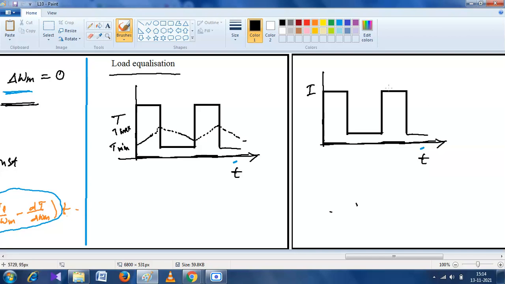If we connect a flywheel between the motor and the load, then the maximum rating of that motor should be less than the previous one.